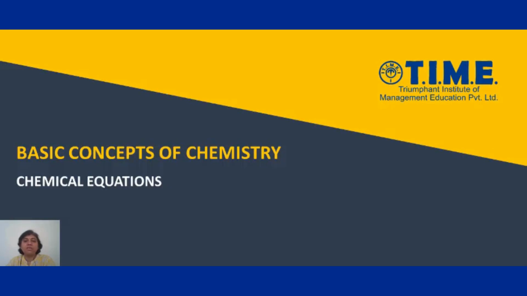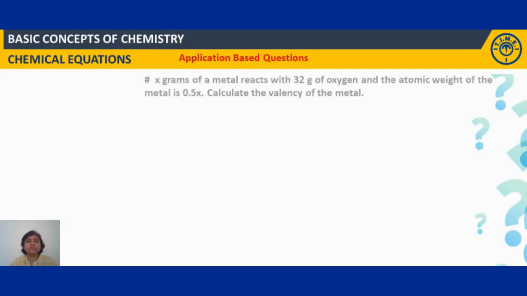Okay. Now we are going to discuss the most challenging questions based on chemical equation. Let's start. Okay. Let us look at the first question. So the first question is, X grams of a metal reacts with 32 grams of oxygen and the atomic weight of the metal is 0.5x. Calculate the valency of the metal.